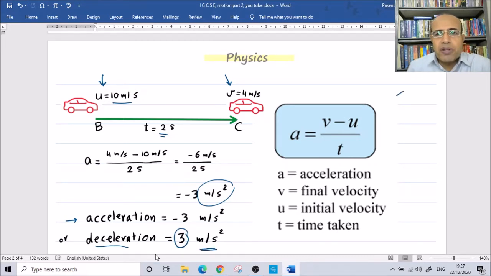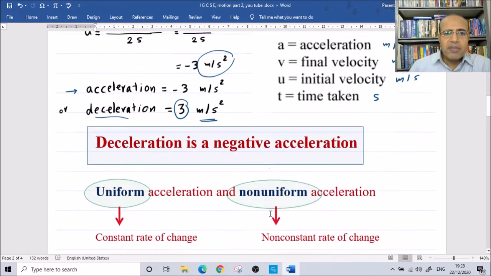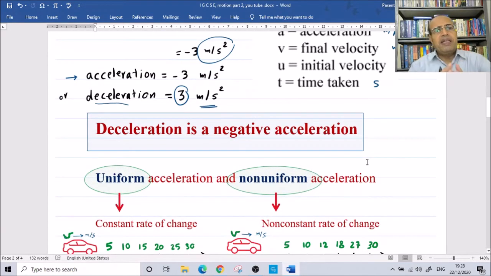Now the formula for the acceleration is a equals v minus u over t. a is the acceleration, which is a vector quantity. Its unit is meter per second squared. v is the final velocity, in meters per second. u is the initial velocity, with unit meter per second. And t is the time taken, in seconds. So remember, deceleration is negative acceleration.